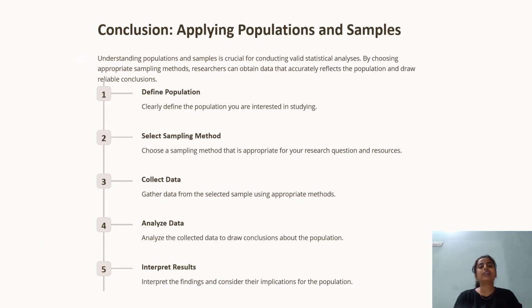Next is the conclusion, applying populations and samples. In that there are five steps: define population, select sampling method, collect data, analyze data, interpret results. Define population: define the population you are interested in studying. Select sampling method: choose a sampling method that is appropriate for your research question and resources.